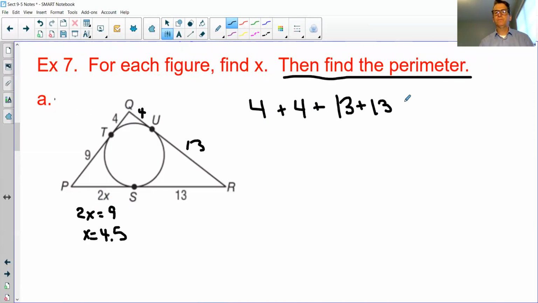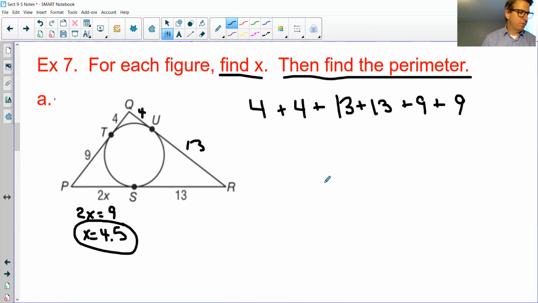Okay, because this 9 is this spot. I did have a note here to find x. So this x is 4.5 and is part of the problem. So you've got 9 and 9. Okay, so perimeter, add it all together, 52. The perimeter of the triangle is 52.